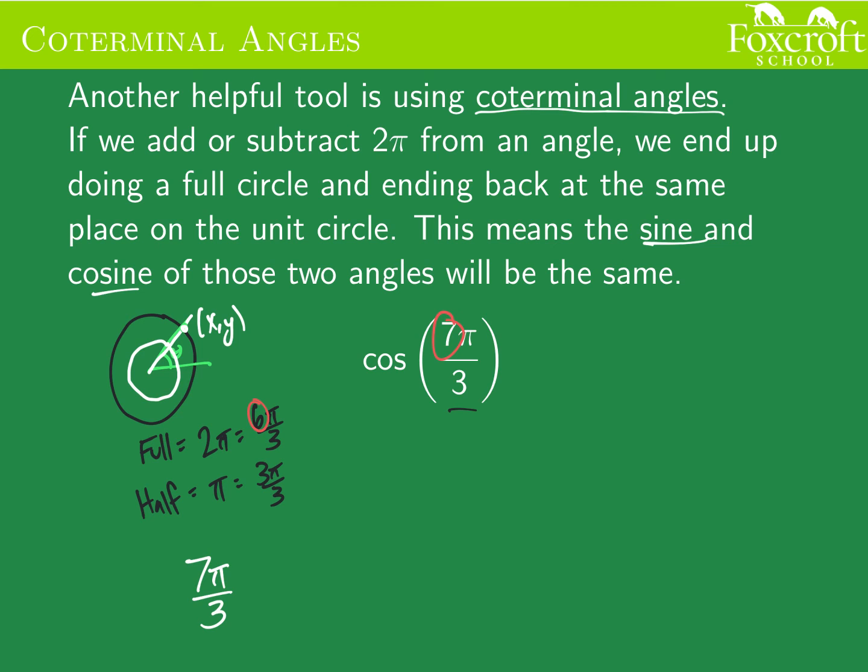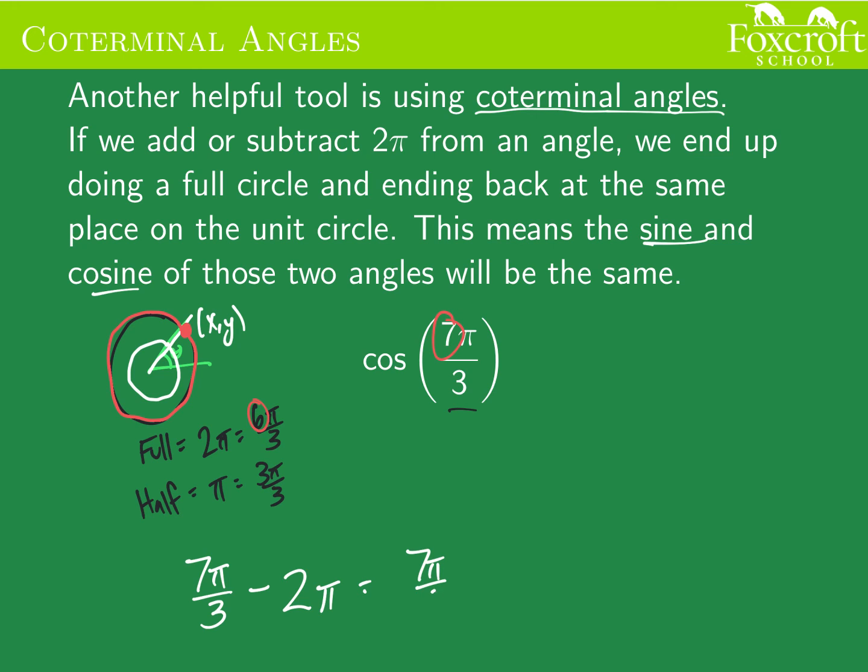And that angle is too big, so what I can do is subtract 2 pi from it. Like we just saw with this picture over here, if 7 pi over 3 ends up here, and I subtract 2 pi, I'm just going this way, 2 pi, and ending back up in the same place. So I'm really not changing the angle I'm talking about. It's going to be a slightly different number.